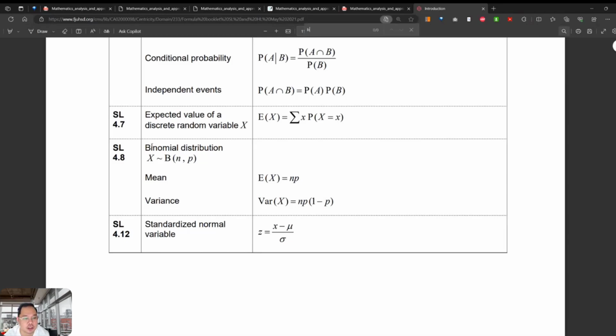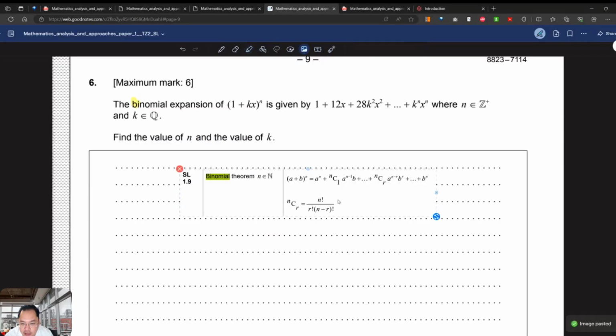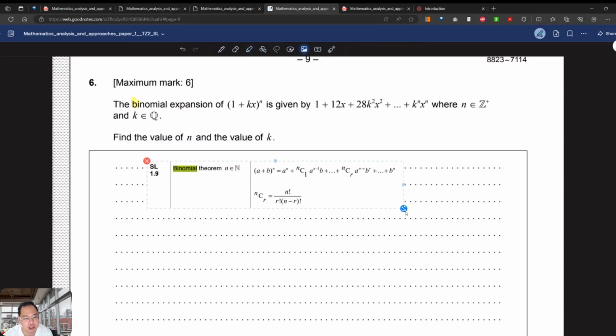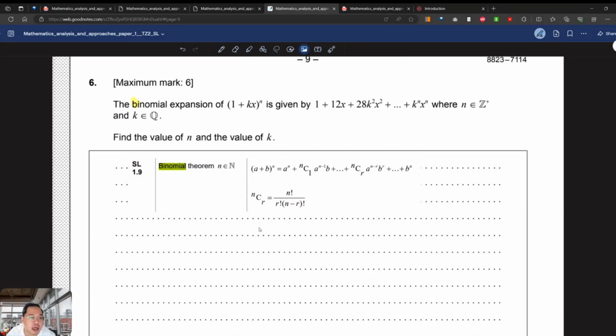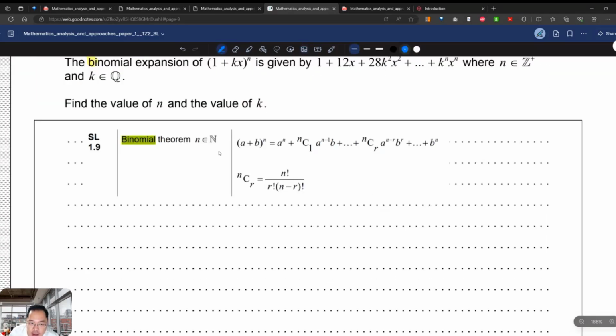Binomial expansion. Here, let me take a screenshot of this formula on the topic 1.9. Put it on the board. Okay, now we will apply this formula to expand this binomial expansion.